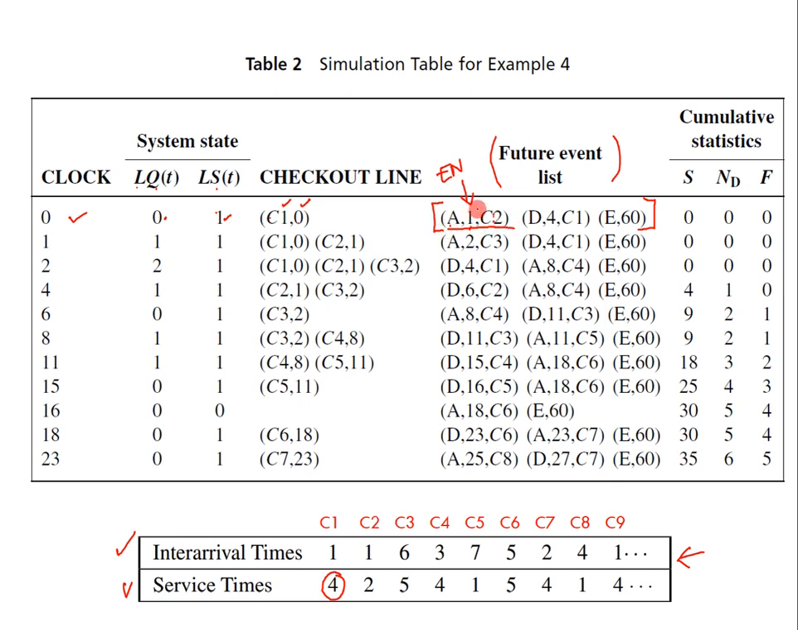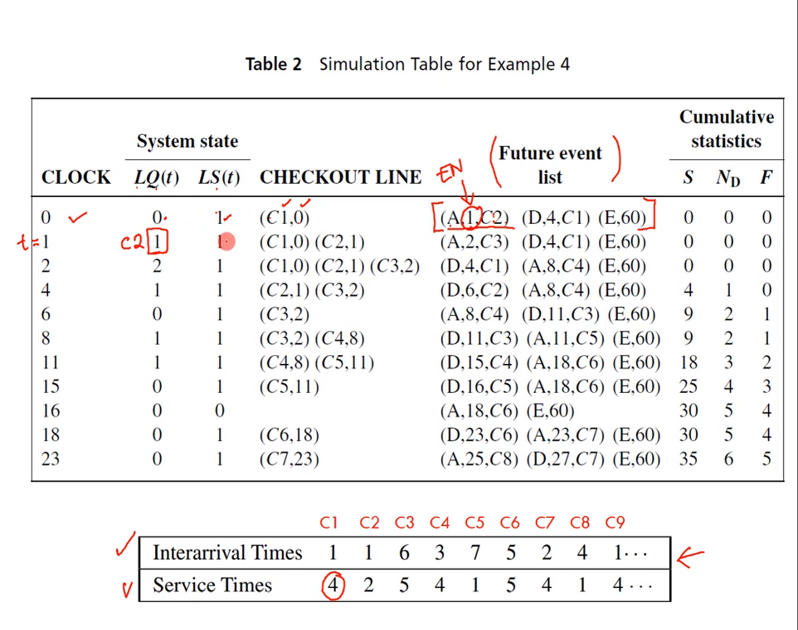Which is at time 1. Okay, so we are going to advance to the next time, time 1. At time 1, we're going to have the arrival of customer 2. So what happened is customer 2 arrives, so it will go into the queue. That's why we're going to update the system state. There will be one customer in the queue. This is customer 2. Customer 2 will go into the queue.